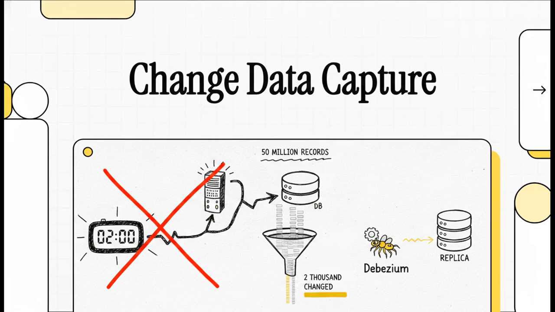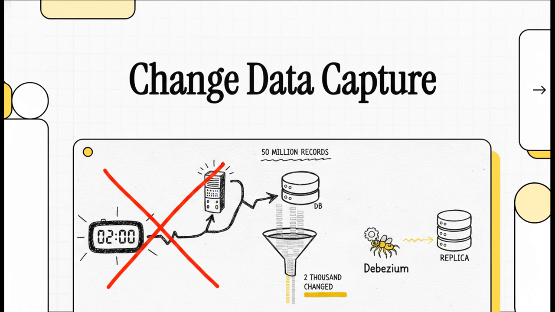Picture this. It's 2 a.m., your system wakes up, connects to your production database, and painstakingly pulls every single row from a table with 50 million records. And why? Well, just to find the 2,000 rows that actually changed since yesterday.